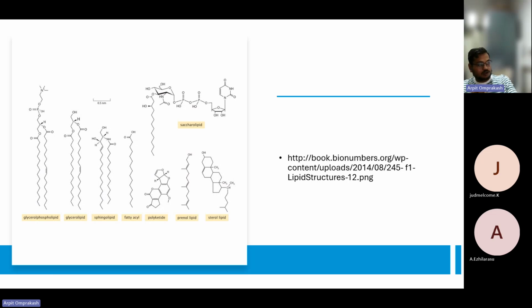Here are some other molecules and a comparative analysis of their size. Here we have glycerophospholipid, we have glycerolipid, so glycerol and lipid combined together, then glycerol and lipid combined together with a phosphate molecule, then sphingolipid, fatty acid, saccharolipid. Saccharolipid basically has a sugar molecule in it, and so on. So these different kinds of polymers can be formed that carry out different kinds of functions in the cell.